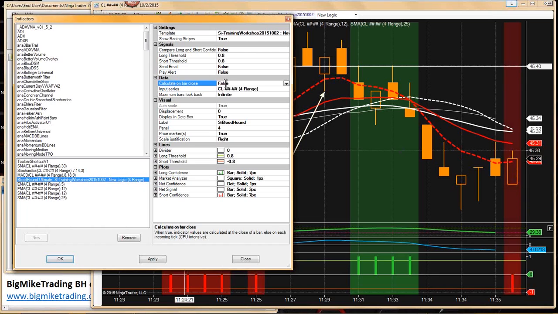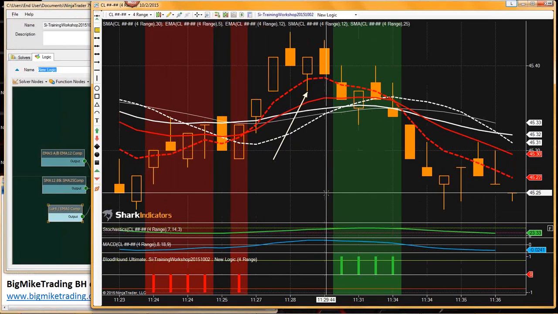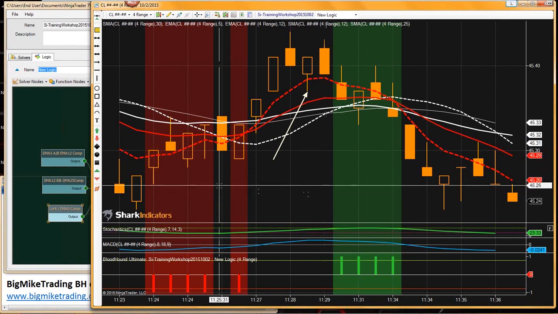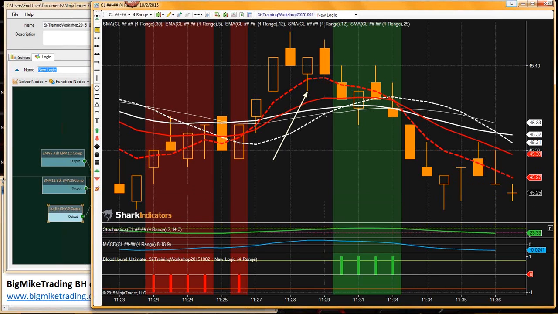All right, so just be aware of that. Because this calculate on bar close false doesn't work historically, that's why there's no signal here where my arrow's pointing, right? Let me take a moment to look at the board and see if there are any other questions from David on this.